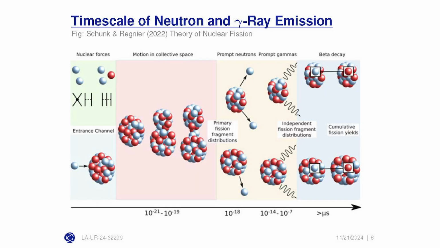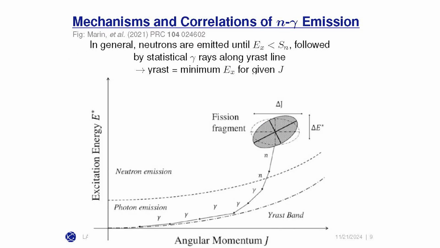Okay, timescales. We've seen similar plots like this a few times throughout FIESTA, and we're operating in this regime where we've created our fragments already, and now we're emitting the prompt neutrons and gamma rays. Neutrons are emitted on the order of 10 to the minus 18 seconds. Gamma rays are afterwards, usually on the order of 10 to the minus 14 or minus 7 seconds. And to give you a feeling for how this happens and why, we've seen plots like this as well, including yesterday by Toby.